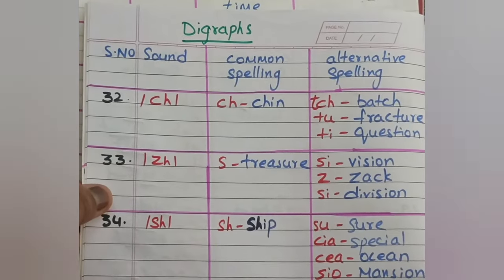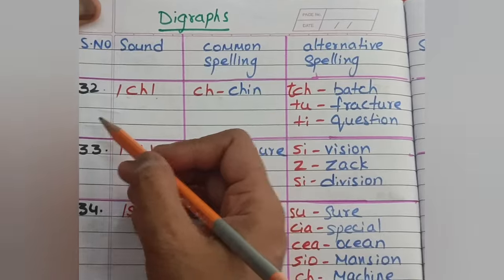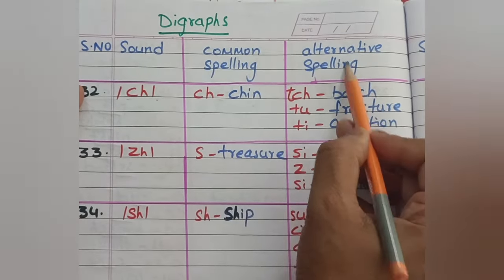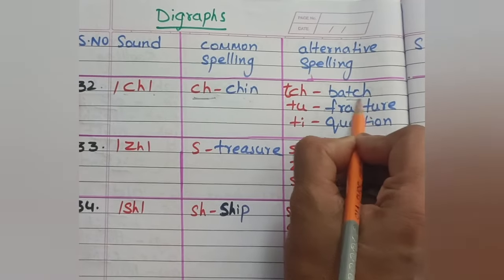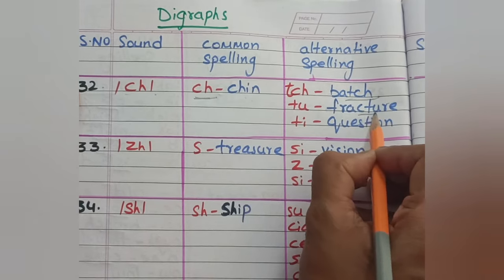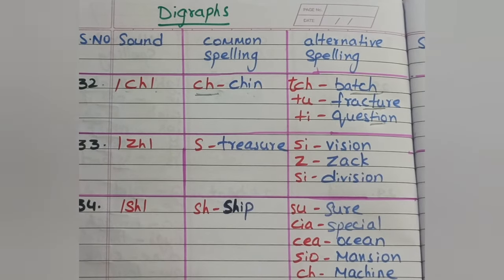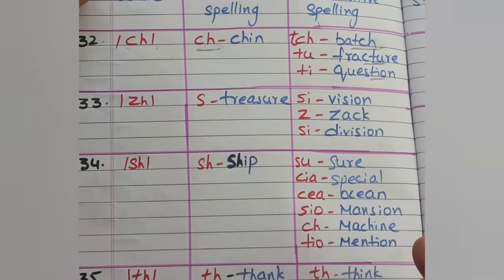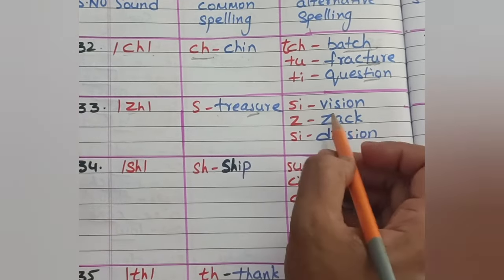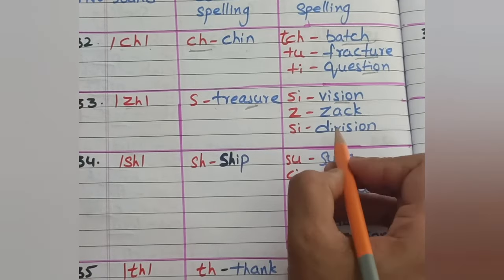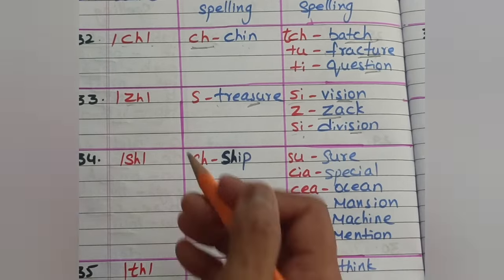And digraphs. Digraphs means these two letters make another sound. CH sound is CH. Common spelling is CH, chin. Alternatively, we use the sound of CH with a combination of different letters. Like in batch, T-C-H sound is CH. In fracture, C-T-U. And in question, T-I sound is CH. So these particular letters are representing the sound of CH. And Zh, in treasure, S is the common spelling, and in vision, S-I, and in division, S-I. These combinations of letters make the Zh sound.